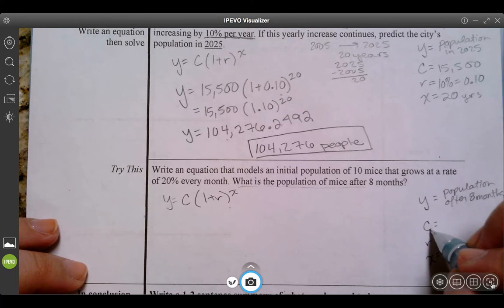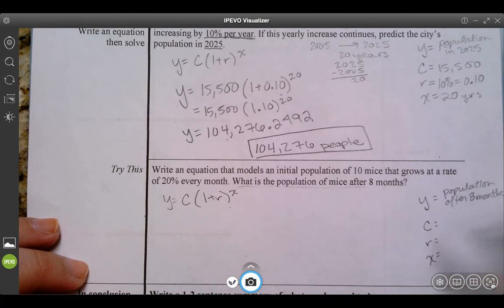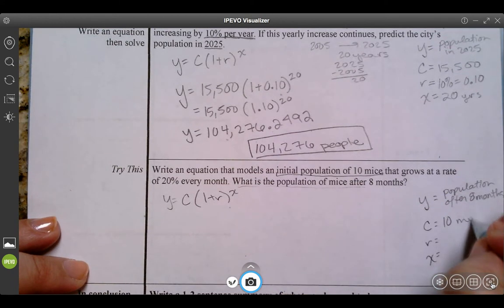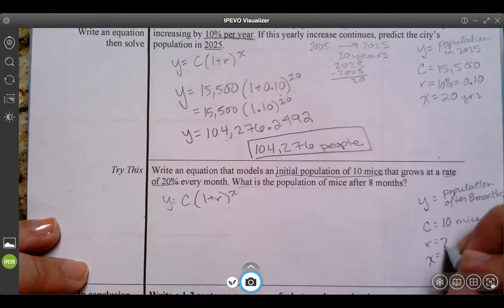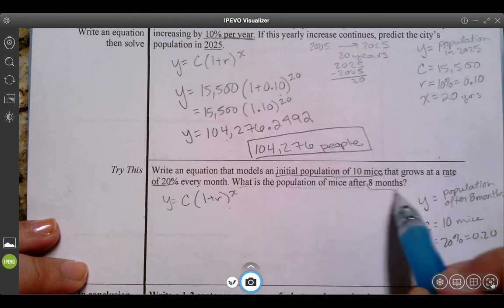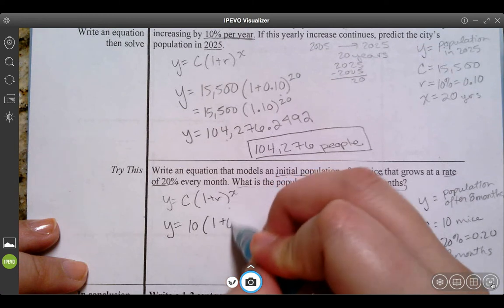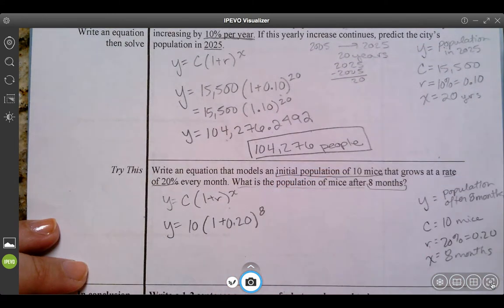Okay, what is C? C is our starting population. So where is our starting population here? Initial population is 10. 10 mice. R stands for rate. So what rate are we at? We're at a rate of 20%. 20% is 0.20. And then X is time. How long? And that's our 8 months. 8 months. And so we substitute them into the equation. Y equals 10 times 1 plus 0.20 raised to the 8th.